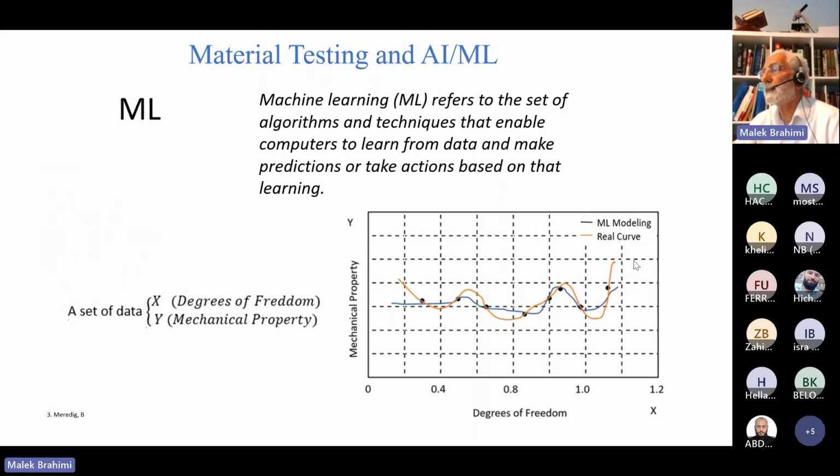Look, when I did some experiment, the black dots, 1, 2, 3, 4, 5, 6, 7, 8 experiments, and I fit this data. This is a real experiment I did myself. So here we see the curve.